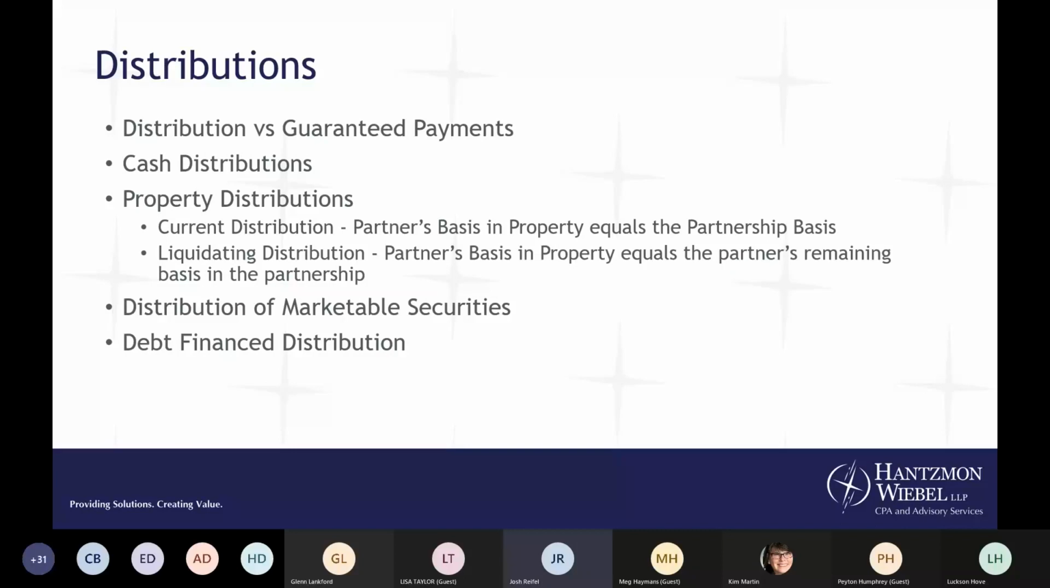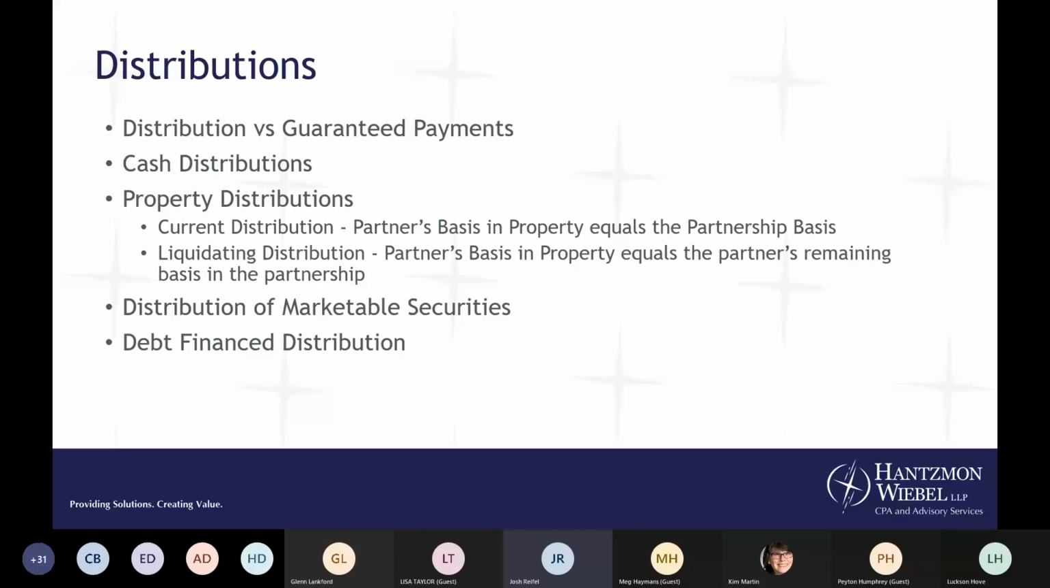Now, in a liquidating distribution, meaning the partner is leaving the partnership, they are liquidating their interest in the partnership, the partner's basis in the property equals the partner's remaining basis in the partnership. So if I give this piece of land worth $1,000 to a partner who's leaving, whose tax basis is $10, well, then that piece of land has a basis of $10 to that partner. So it's remaining capital in the partnership, remaining tax basis.